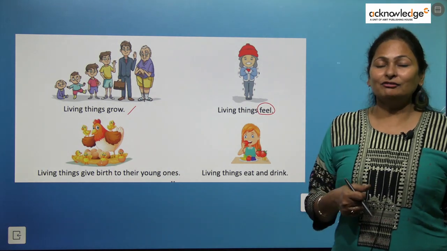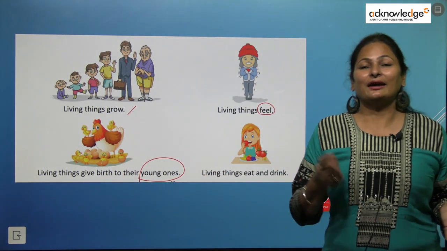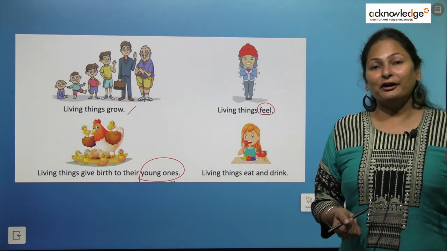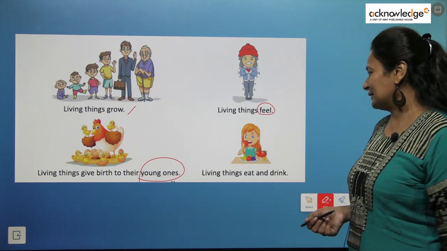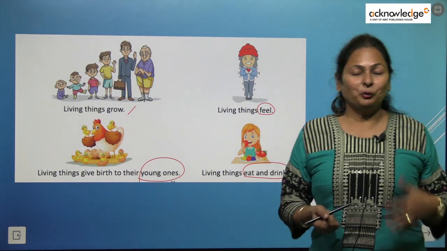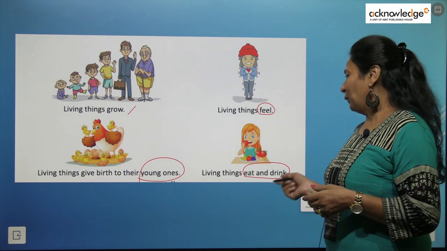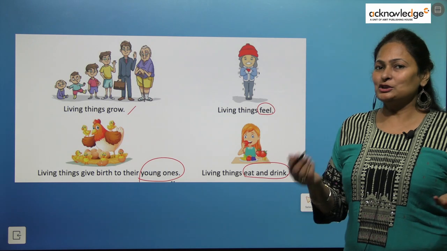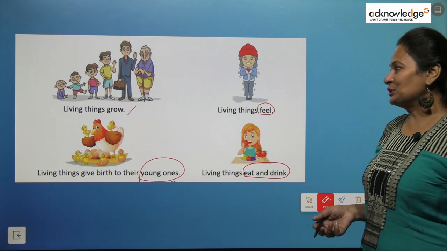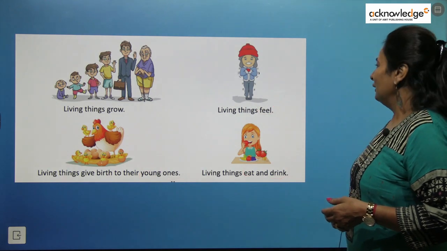Living things give birth to their young ones. Yes, animals, humans, even plants give birth. Some lay eggs and some give birth to their young ones. Living things eat and drink. When we feel hungry, we eat. When we are thirsty, we drink water. So all living things need food to eat and water to drink, plants and animals too. So we have discussed the characters of living things.